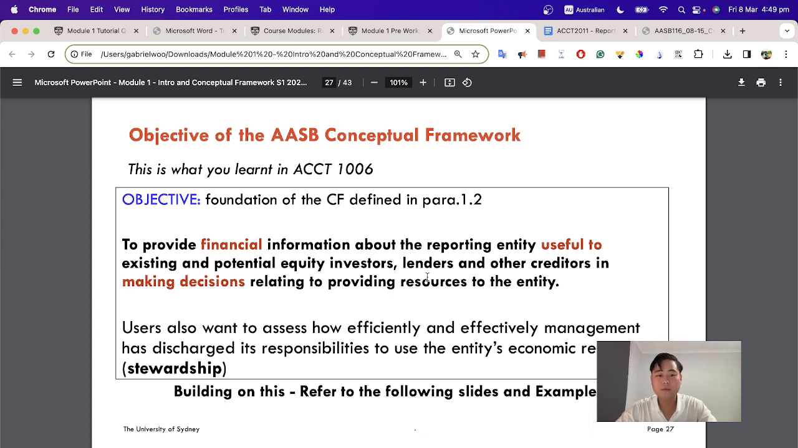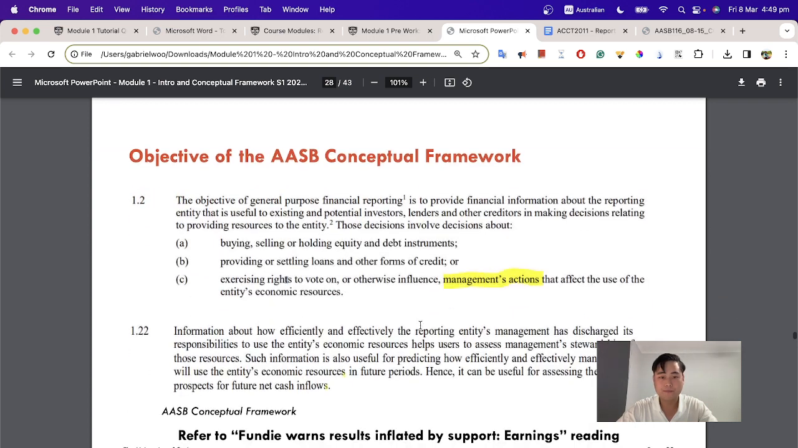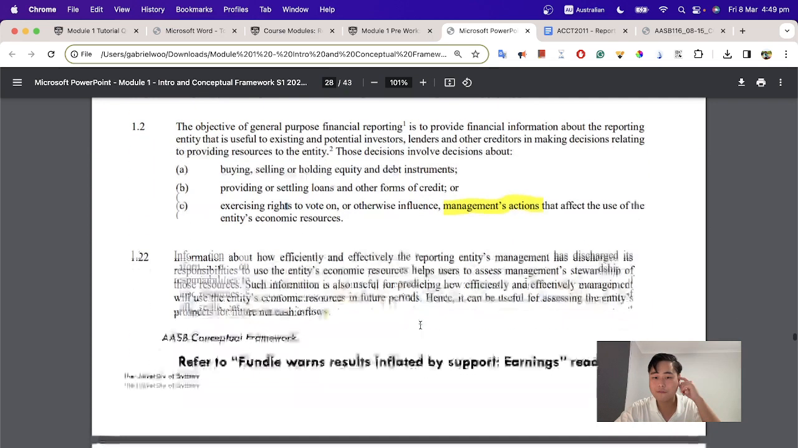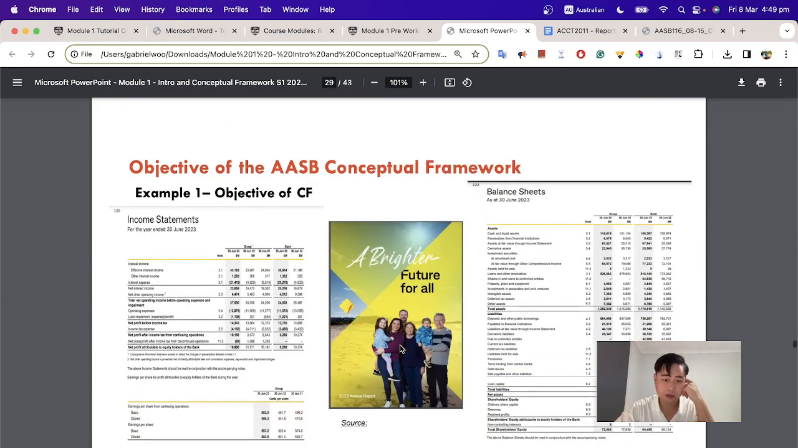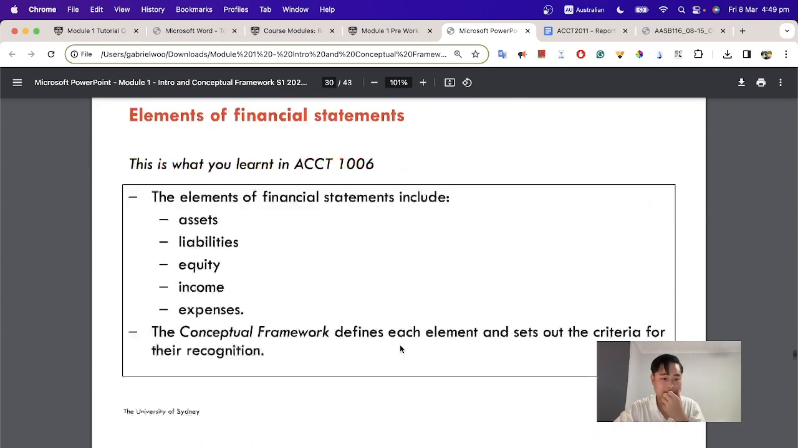So here's an example of relating resources to the entity. That is the objective of the CF, the objective of the conceptual framework. Okay.